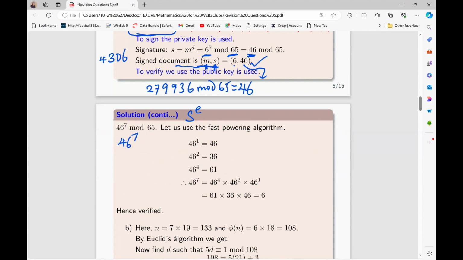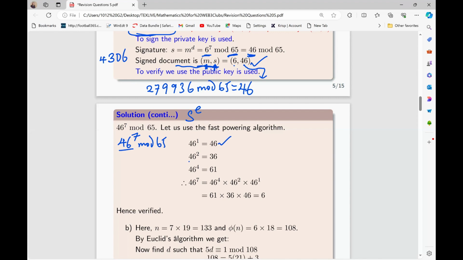46 raised to 7, mod 65. These are relatively large, so I'll not do it with the calculator once, but I'll use the fast powering algorithm, which we have learned. We have learned this, but let's just do it again. 46 raised to 1 is 46.